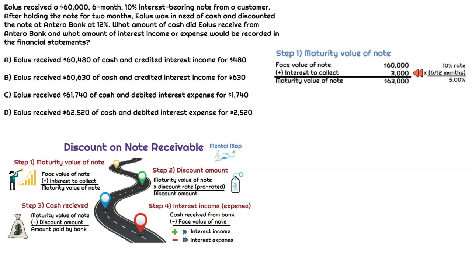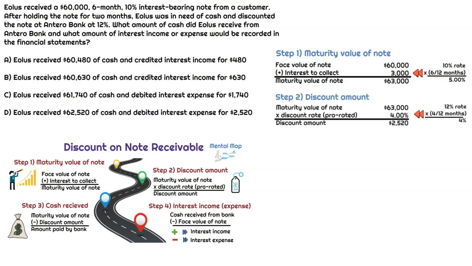So our first step is to calculate the maturity value of the note. And that's the face value of the note plus the interest that will be collected over the life of the note. So the face value of the note is $60,000. And then this is what's tricky, right? It's a 10% interest-bearing note, but that's for a year. This is only a 6-month note. So it's actually 5%. So 60,000 times 5%, that's where we get the interest to collect of $3,000. So 60,000 plus 3,000, that equals a maturity value of the note of $63,000.